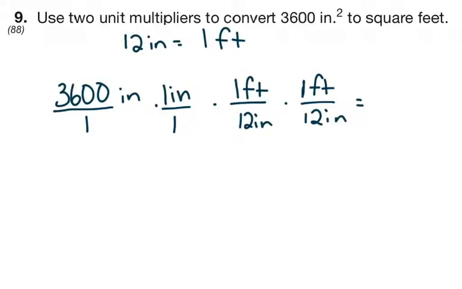Alright, the next problem is looking at unit multipliers. It is expected that you write out the unit multipliers for these. So please make sure you're doing that. It says use 2 unit multipliers to convert 3,600 inches squared to square feet. You have 12 inches in 1 foot, and that's important information for you to know and to remember for problems like these and any other problem involving measurement.